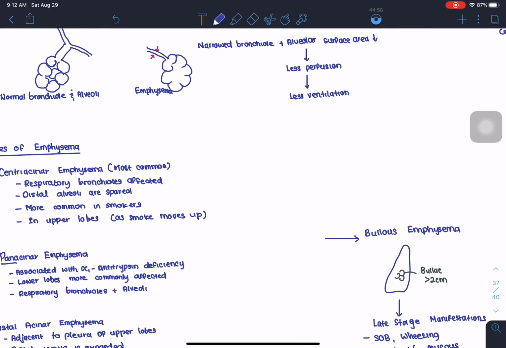What is ventilation? The gas exchange between alveoli and blood.